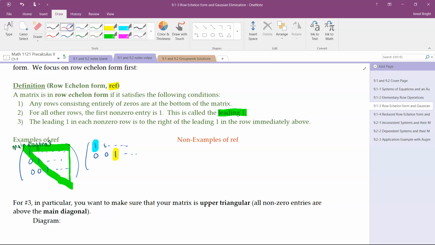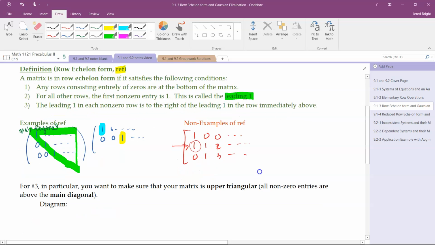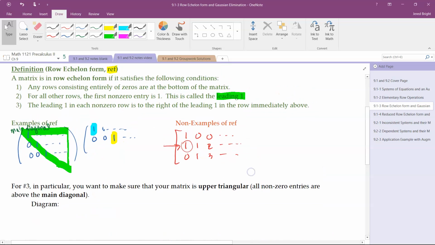Something that is not going to be in row echelon form is something like 1, 0, 0, and then 1, 1, 2, and then 0, 1, 3. This is the problem area. This would be considered your leading one, and it is not down and to the right of the previous leading one. So just make sure that when we talk about row echelon form, we have all those three criteria satisfied.